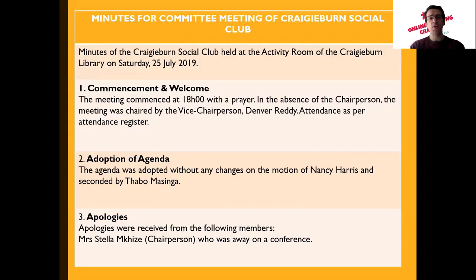Okay, so we have an example here of the minutes for a committee meeting that was held at Craigieburn Social Club. So as you can see, it was held at the activity room, and it was on Saturday, the 25th of July, 2019. So first and foremost, the commencement and welcome. The meeting commenced at 6 p.m. with a prayer. In the absence of the chairperson, the meeting was chaired by the vice chairperson, Denver Reddy, attendance as per attendance register. So the adoption of an agenda was adopted without any changes on the motion of Nancy Harris and seconded by Thabo Masinga. So this is something that you need to do, get someone to second this particular motion.